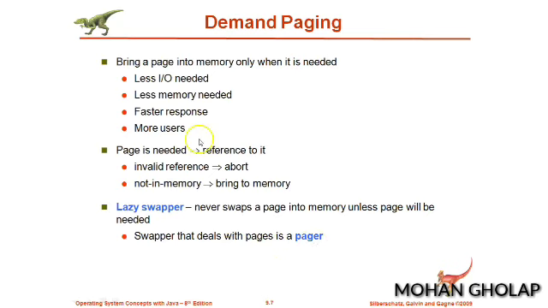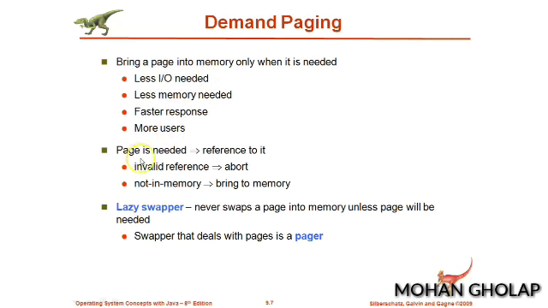So what are the benefits, or what are the aspects of demand paging? Bring a page into the memory only when it is needed. So less IO needed, less memory needed, faster response, and more users. You can consider these the uses or advantages of having demand paging.